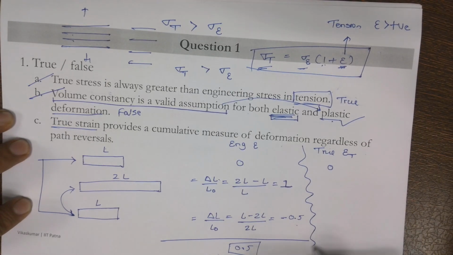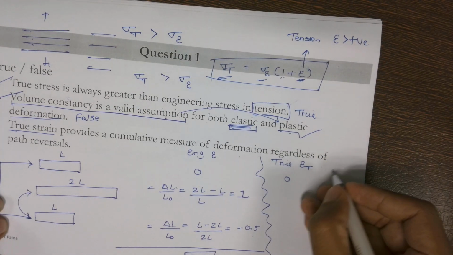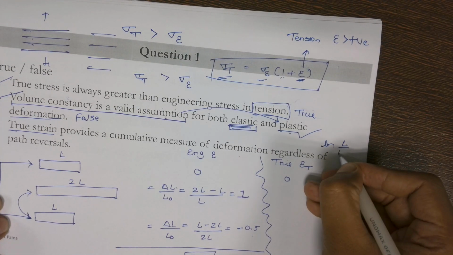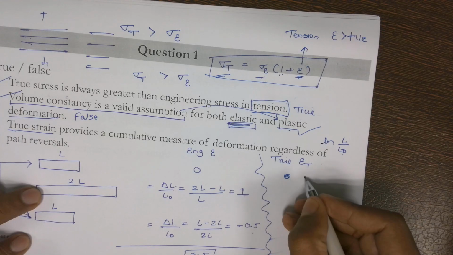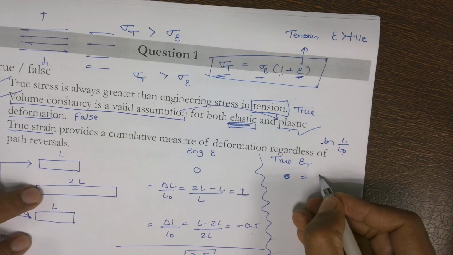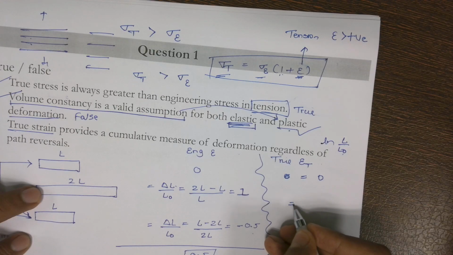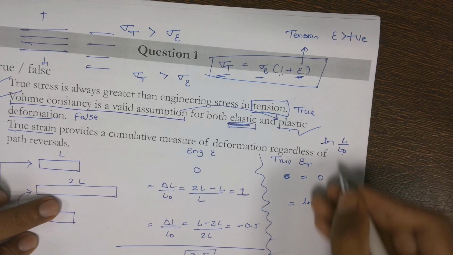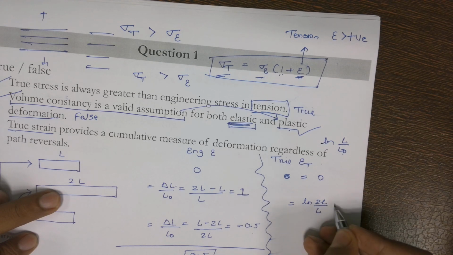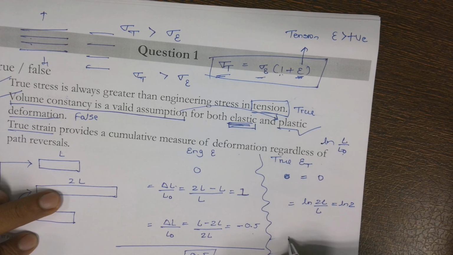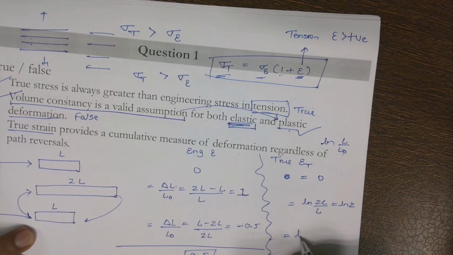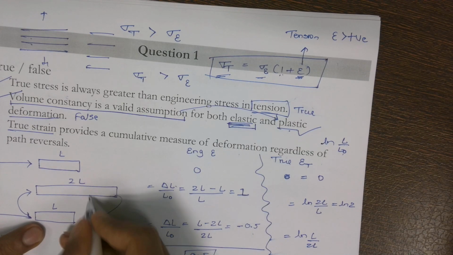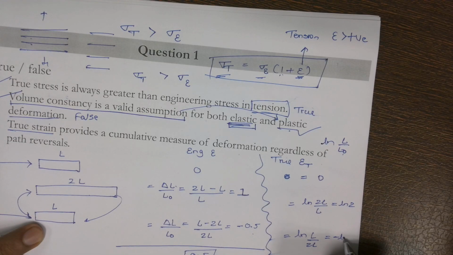Let's talk about the true strain. We know that it's ln of L over L naught. Initially, L and L naught are exactly the same, so there is no change. So here ln of 1 will be 0. What about here? ln of 2L divided by L naught, which is L, will be ln of 2. Now in this case, when we are going from this particular place to this one, it will be ln of L, where the final is L and the initial is 2 times L, right? So here we will get minus ln 2.